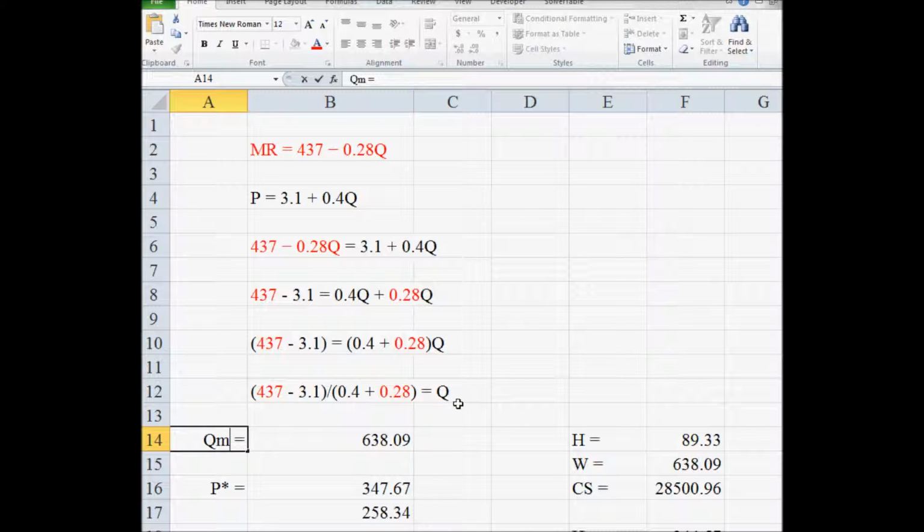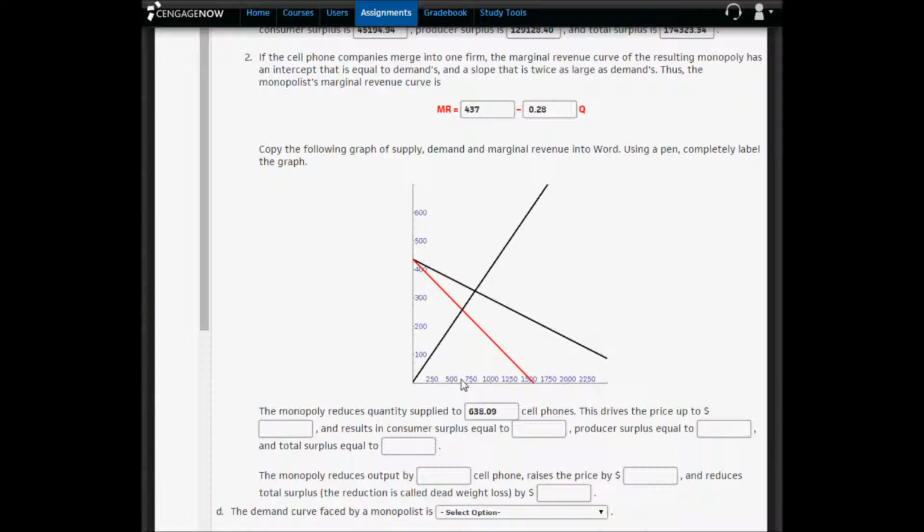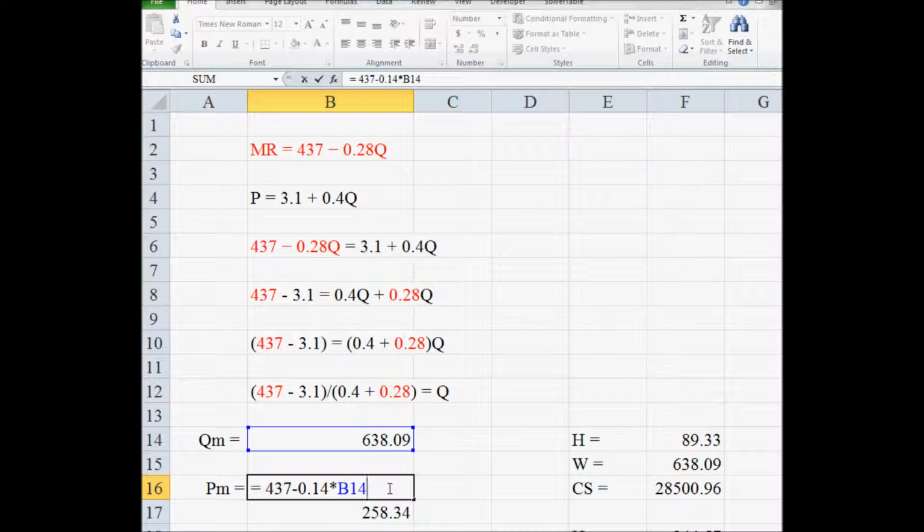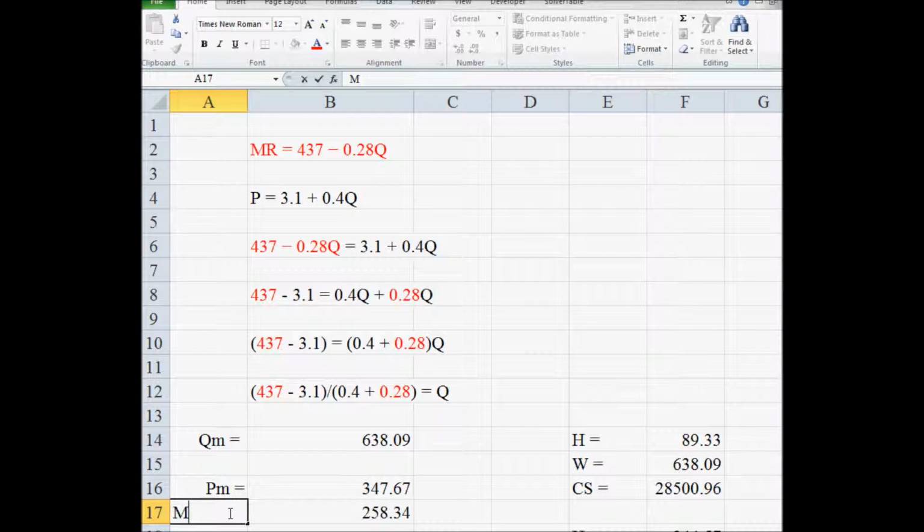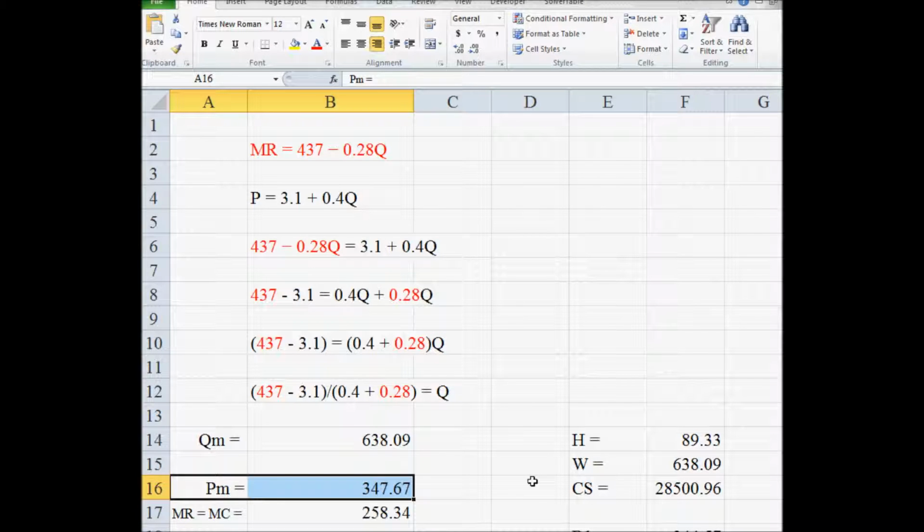So the monopoly quantity is 638.09. So at 638.09 cell phones, the marginal revenue and marginal cost are about 250, but the monopolist can charge a price up to the demand curve, which is somewhere between 300 and 400, or more precisely, $347.67. So this down here is marginal revenue or marginal cost. The price the monopolist charges is 347.67.